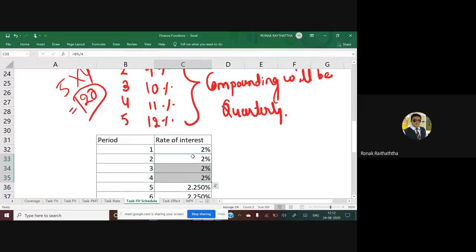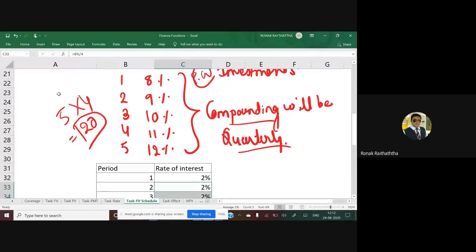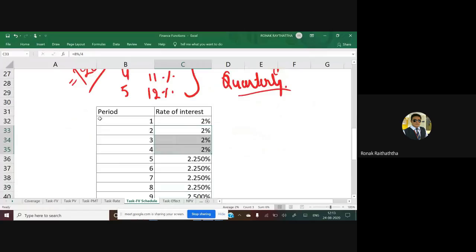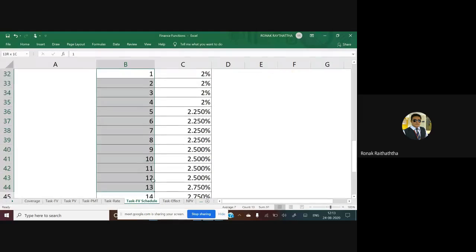Why we are doing this? Because compounding is quarterly, which is straight away given to you. Instead of quarterly compounding, say if it would be given to you that compounding is done on 6 monthly basis, then what you would have done? Instead of 20, you would have taken 10 periods. Yes or no? Yes, sir. Keep giving me the confirmation. Good. So I'm writing 10 over there again. Check it out.